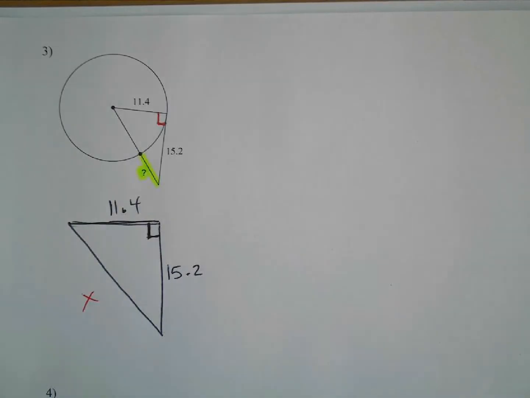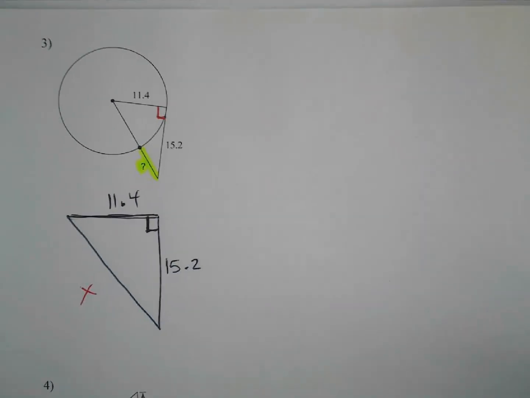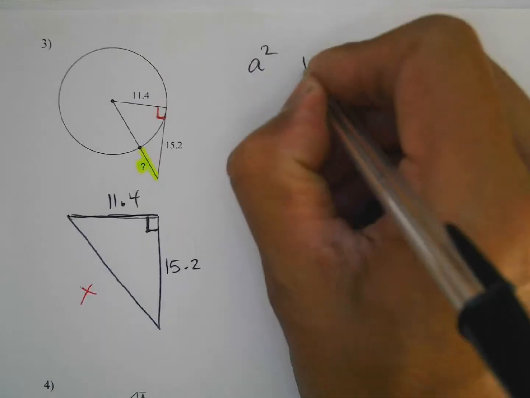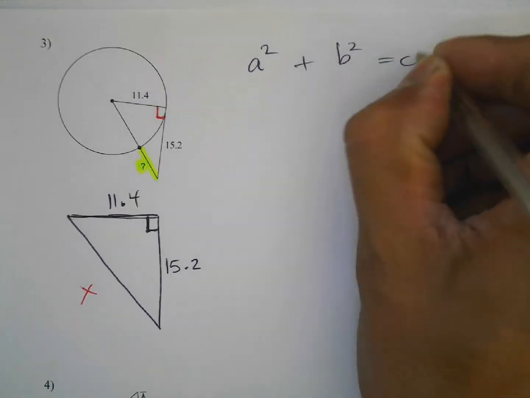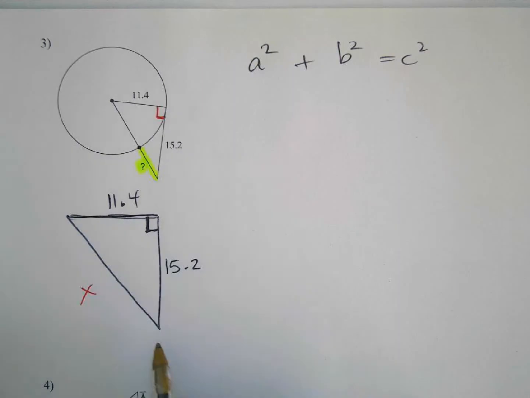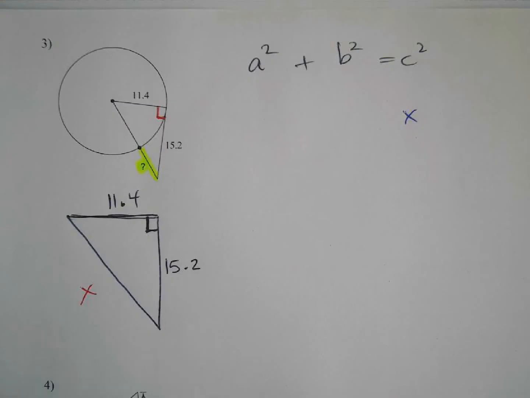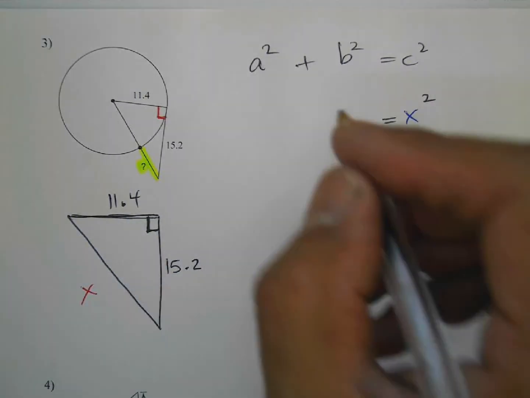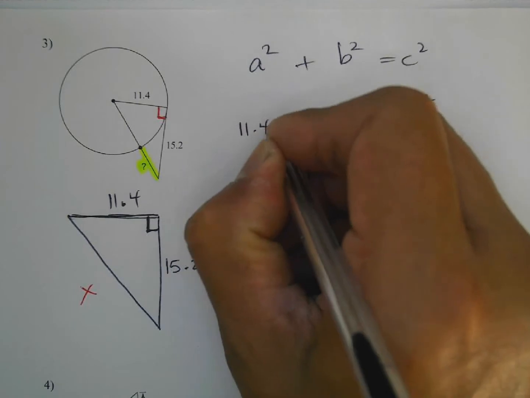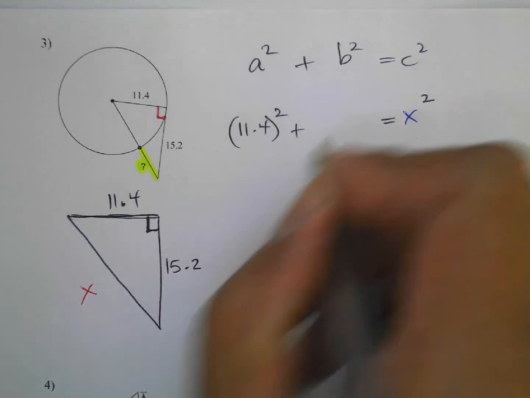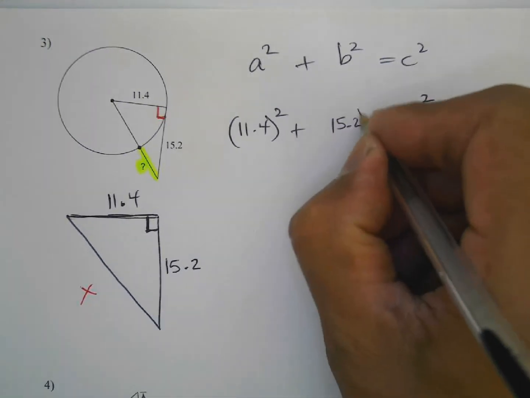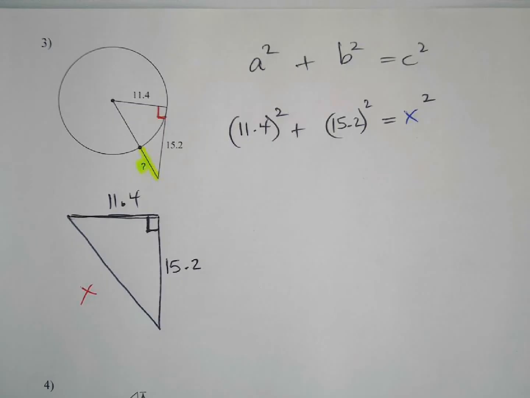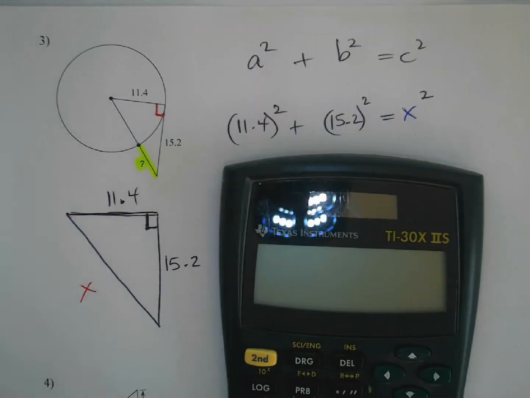So good, we can obviously use Pythagorean theorem. So that'll be a squared plus b squared equals c squared. And remember, c is your hypotenuse, so that's the one that I don't know. That's going to be x squared equals, and it doesn't matter which one's a or b, so 11.4 squared plus 15.2 squared equals x squared.